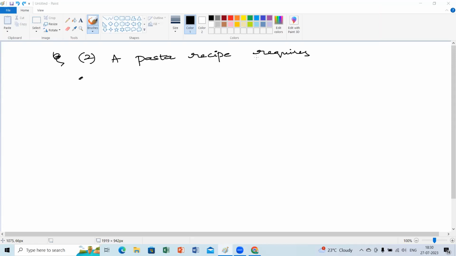Because to make a pasta, you need 2 by 3 kgs of cheese. You have 21 kgs of cheese. How much pasta can be made? Ma'am, how many kg of cheese do we have? How much pasta can be made using the 21 kgs of cheese? That is the question.